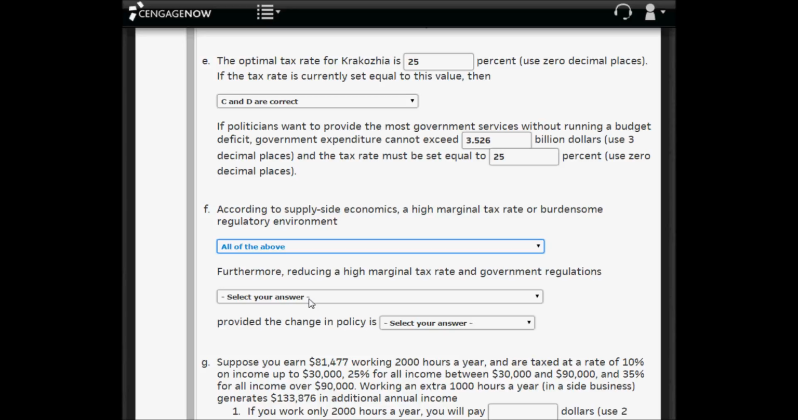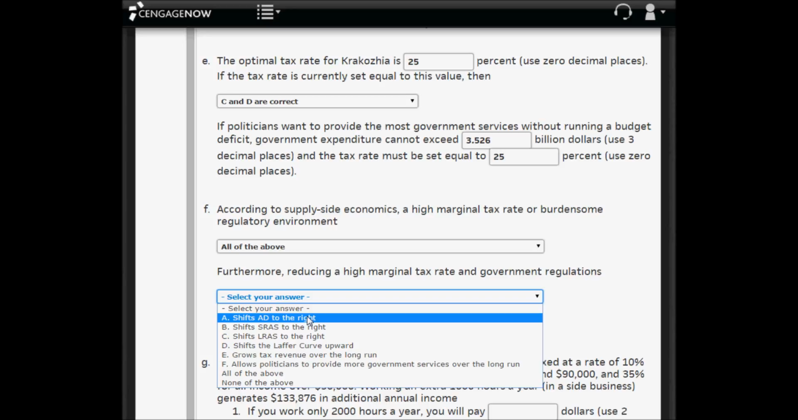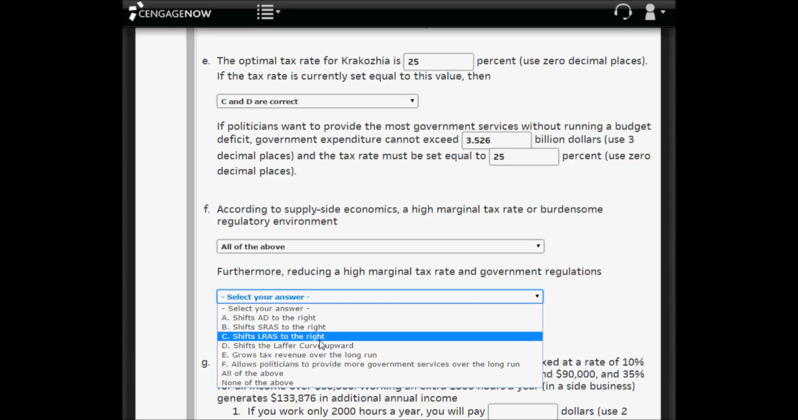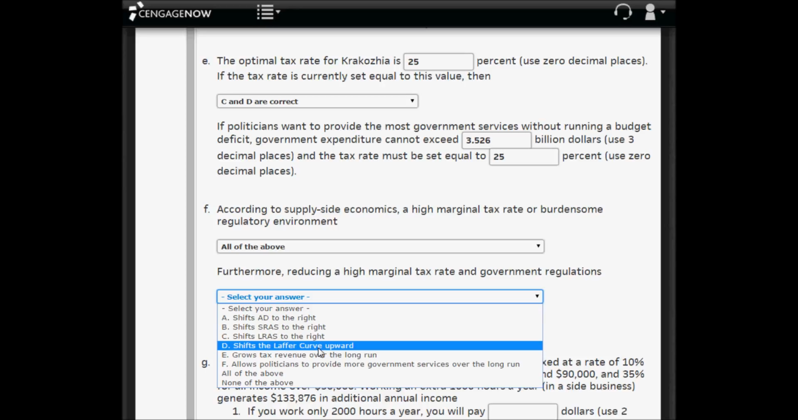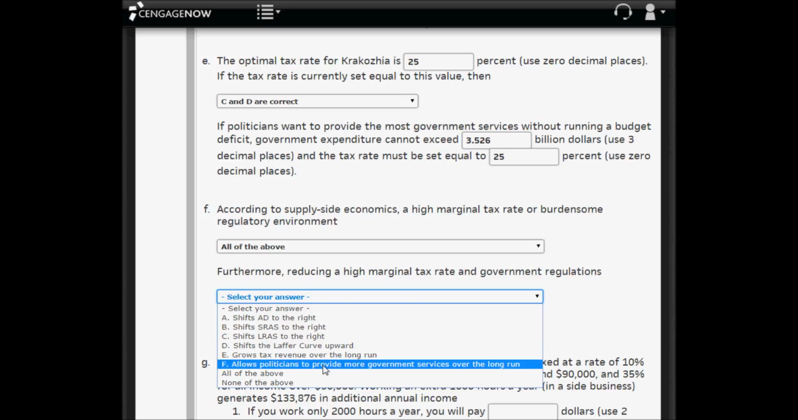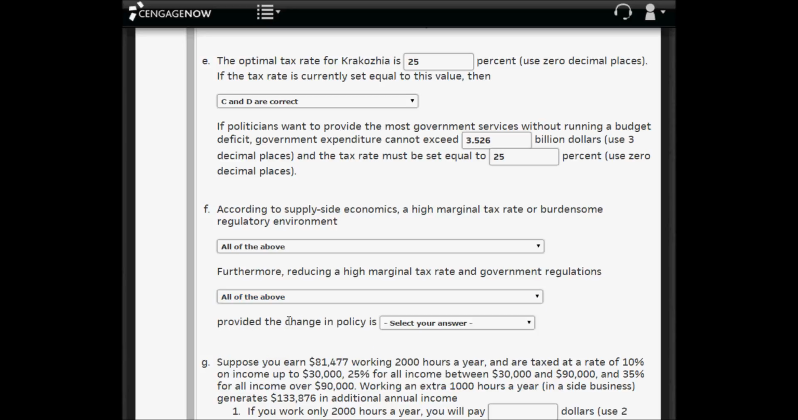Furthermore, reducing the high marginal tax rate and government regulations shifts aggregate demand to the right. That is true over the long run. It shifts short-run aggregate supply to the right. It shifts long-run aggregate supply to the right. It lifts the Laffer curve upward, grows tax revenue over the long run, and allows politicians to provide more government services over the long run. Since all those are true, you choose all the above. All the above is only true if the change in policy is permanent.